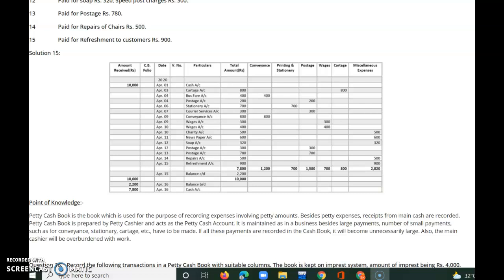So with this we have completed this lesson. We will start our next lesson, which is also very important: the subsidiary books, or the special purpose books, as part of subsidiary books.